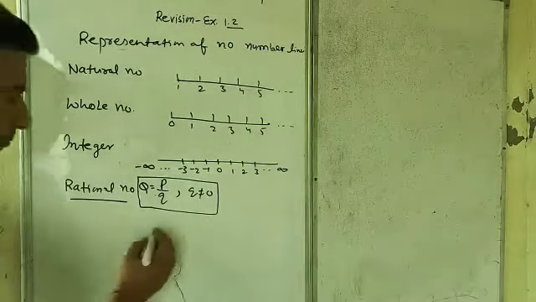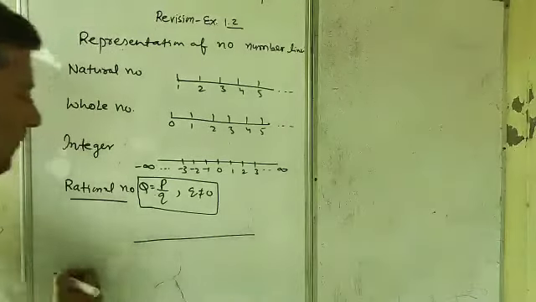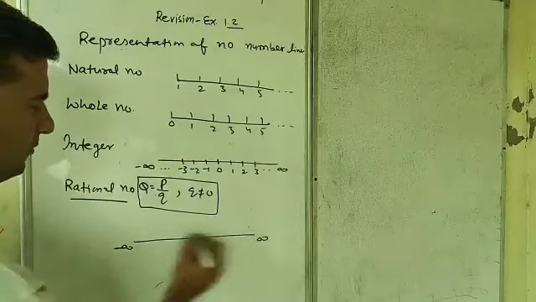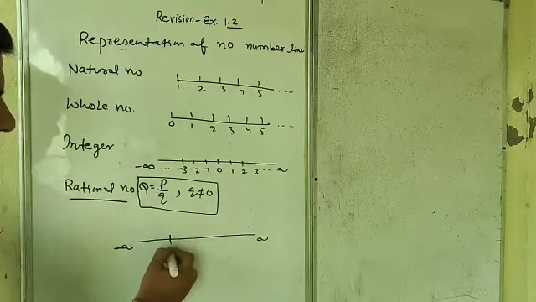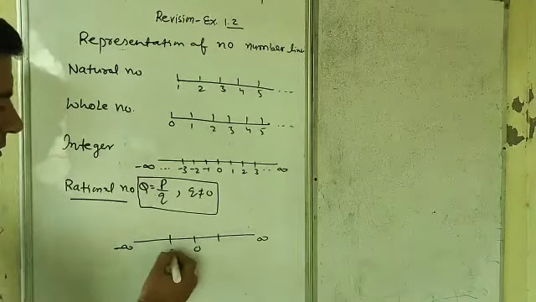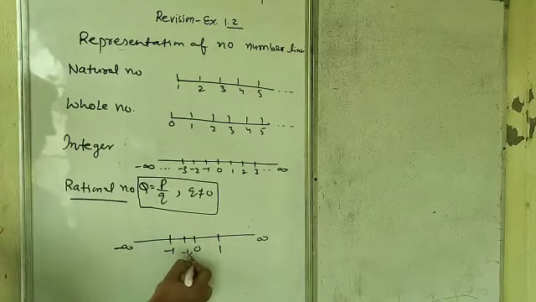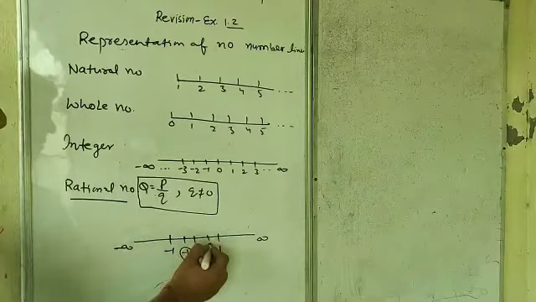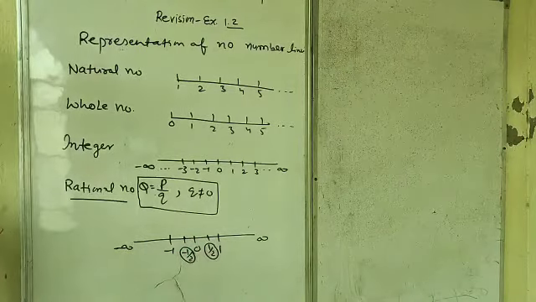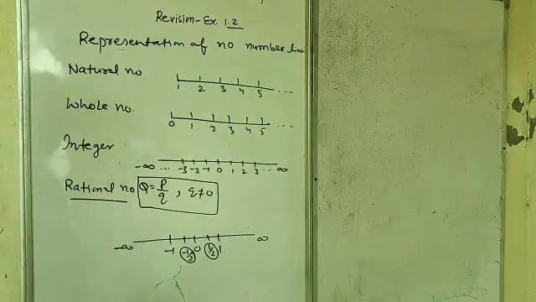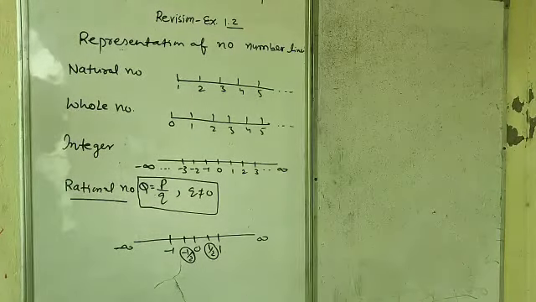Look at this. If you want to represent any number, this is minus 1, 1, minus 1 by 2. So we can represent it here. 1 by 2 we can represent it here and so on. So we can represent each and every type of number on the number line.